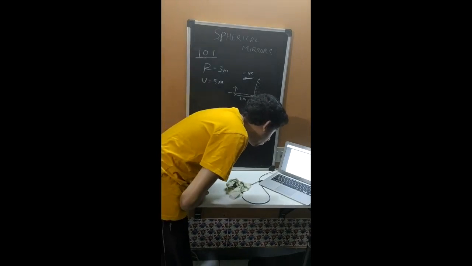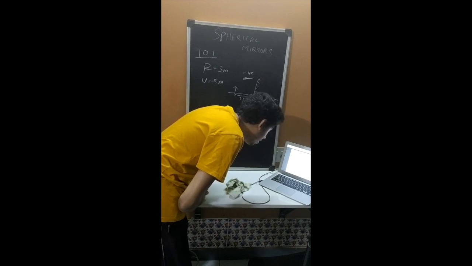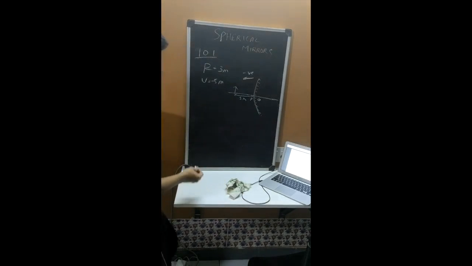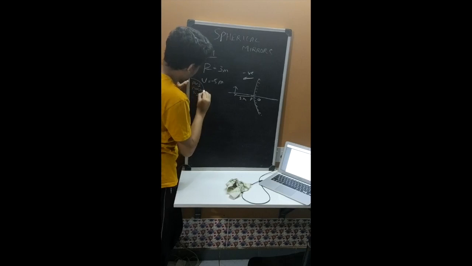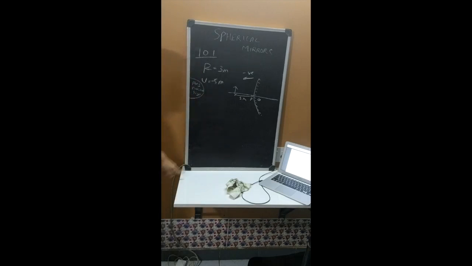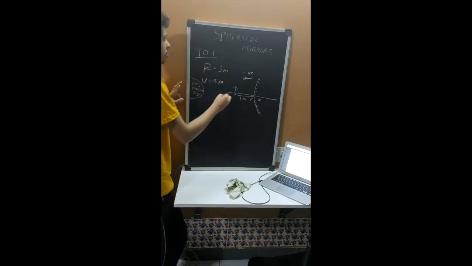Okay, then we are supposed to find the position of the image, nature of the image, size of the image. Three things we have to find. Now, let us see. First of all, we have been given the radius of curvature.